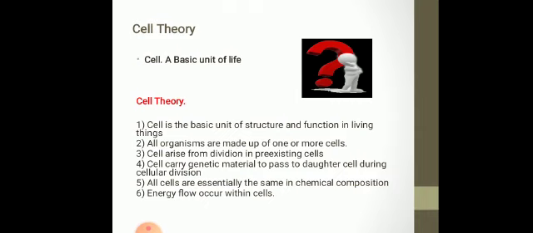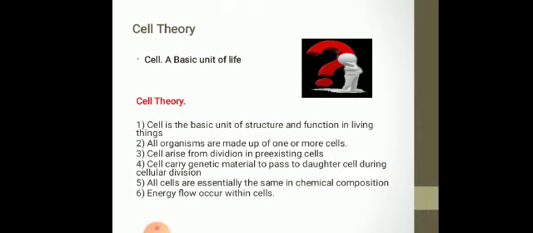Number 3, cells arise from division of pre-existing cells. Like, already a cell exists, when a division takes place in that cell, it will give rise to a new cell. I will mention the example of bacteria. You have studied binary fission. The one cell of bacteria breaks down into two, and from that one cell, two daughter cells are formed. So a new cell will arise only by the division of an already present cell.